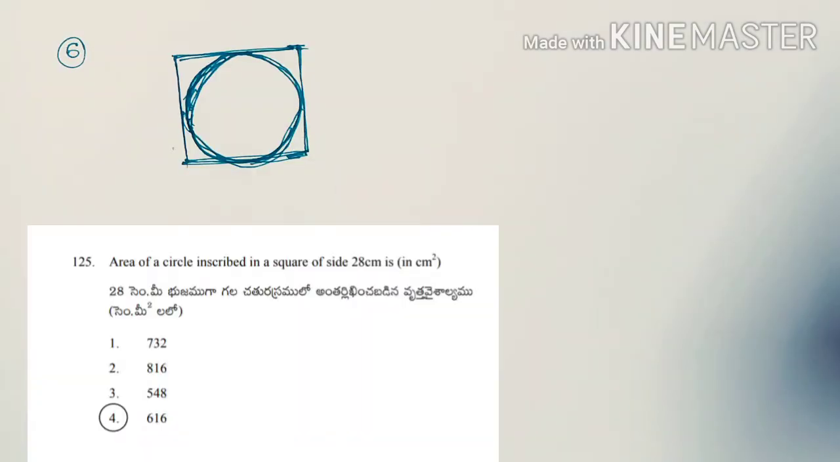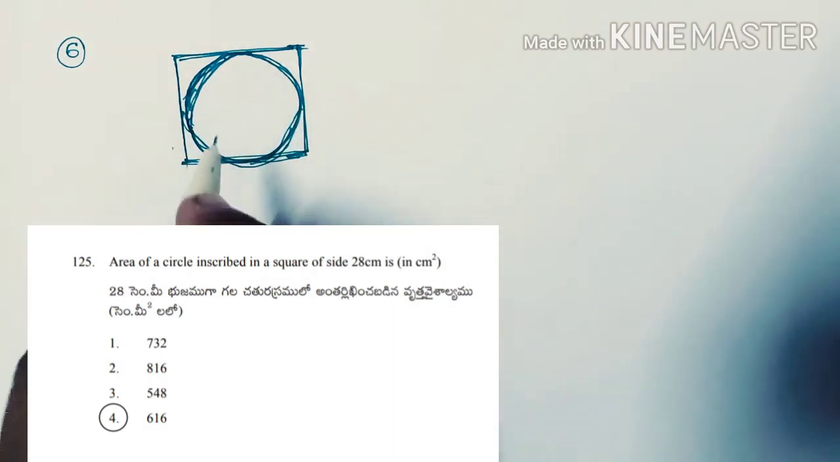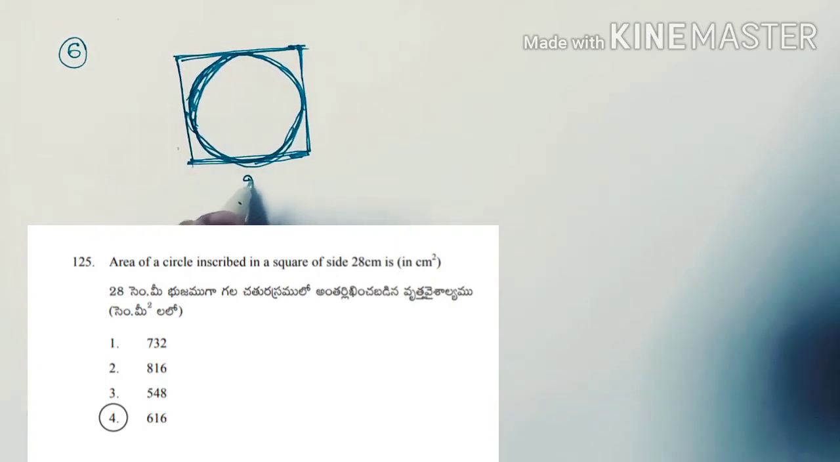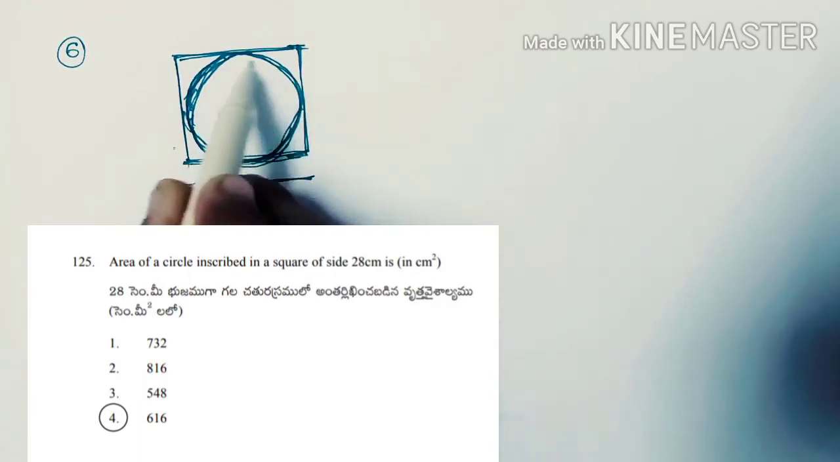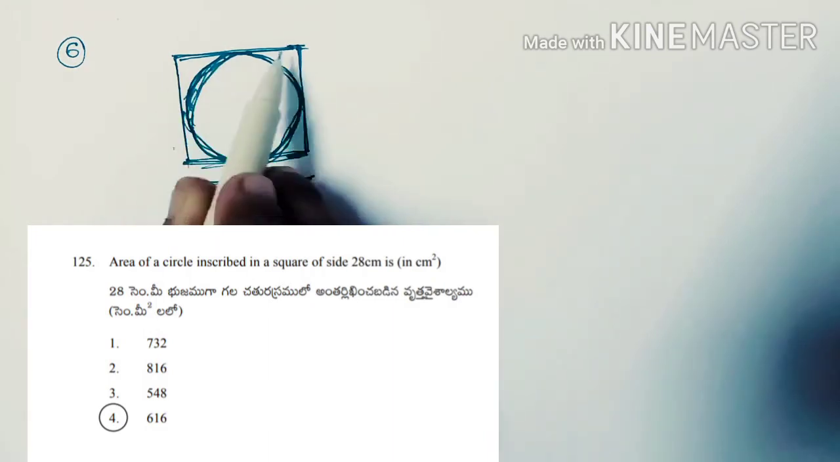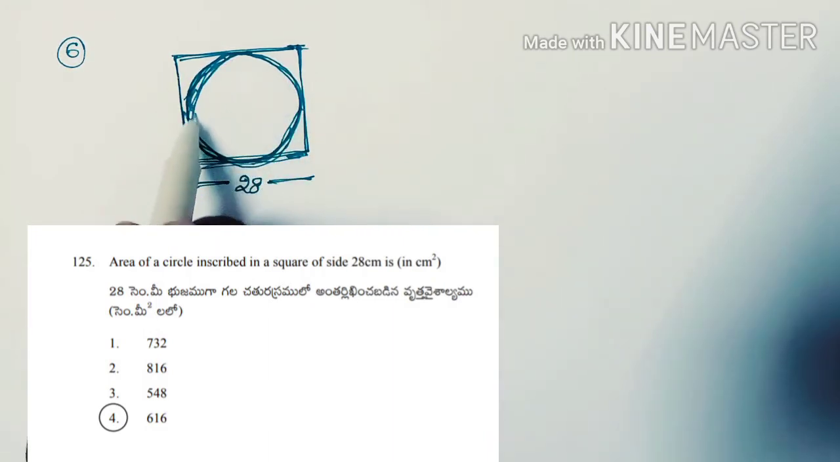Next problem: area of the circle inscribed in a square of side 28 centimeters is. Now what is the area of the circle inscribed in a square of side 28 centimeters? Given that the side of the square is equal to 28. This is the side of the square. The circle is inscribed in the square, that is, the whole circle is inscribed in the square. Now what is the area of the circle? That is the given question.